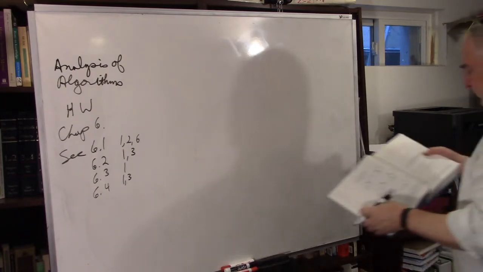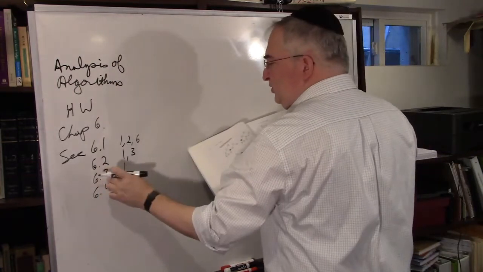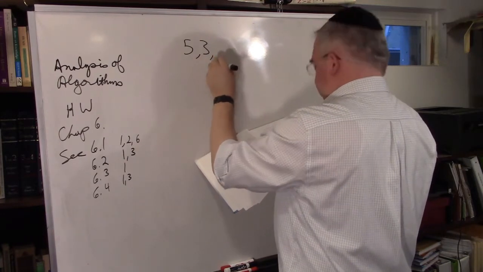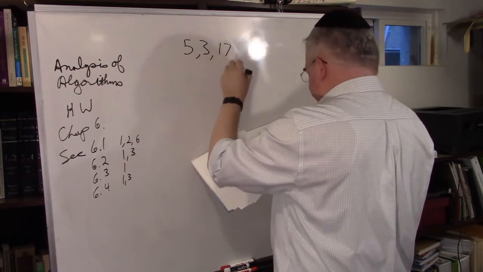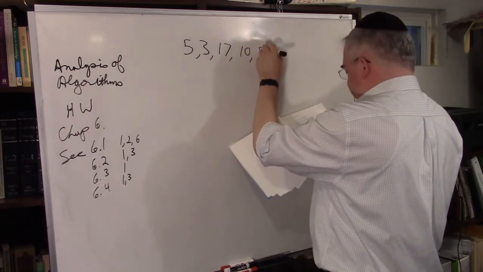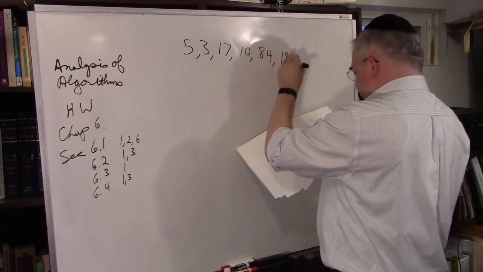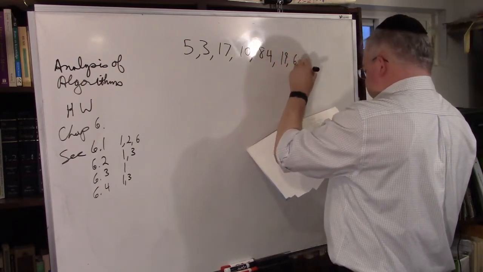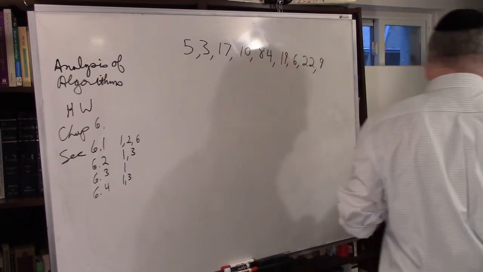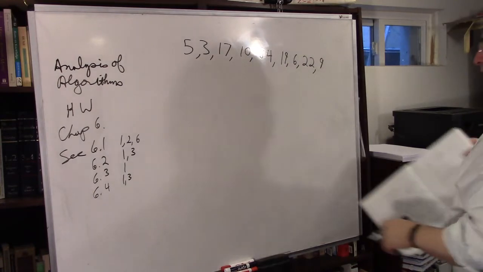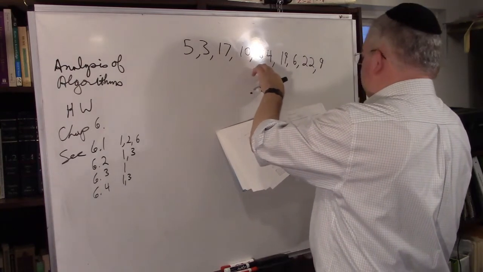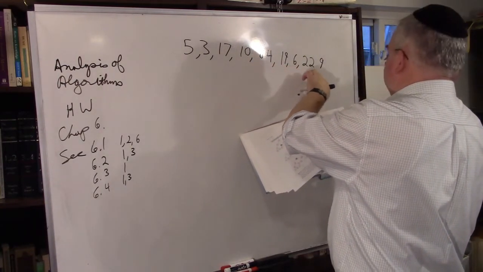Okay, so let's write the numbers. So I'm doing section 6.3, number 1. Okay, 5, 3, 17, 10, 84, 19, 6, 22, 9. Let's just make sure we have that right. 5, 3, 17, 10, 84, 19, 6, 22, and 9.